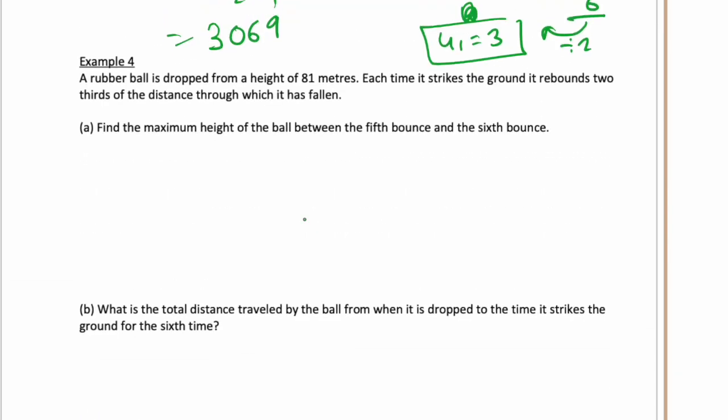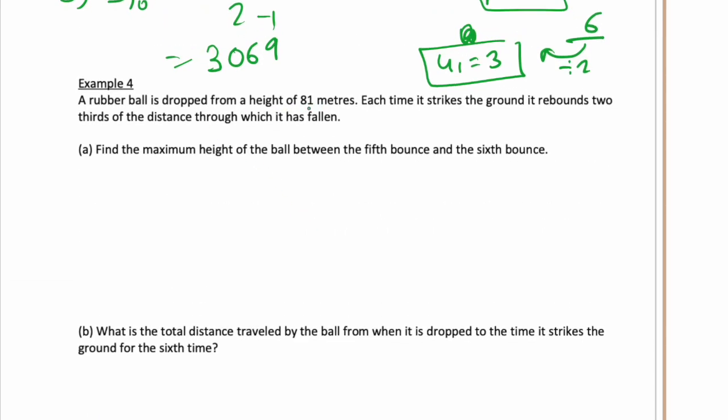Next one is kind of interesting. When you bounce a ball from a height of 81 meters, let's draw this picture. That means it goes down 81. Each time it rebounds 2/3 of the distance before. So it bounces up 2/3 of that. That's 2/3 of 81. If you multiply that, 81 divided by 3 is 27, times 2 is 54. So you go up 54, and then the ball comes down 54.